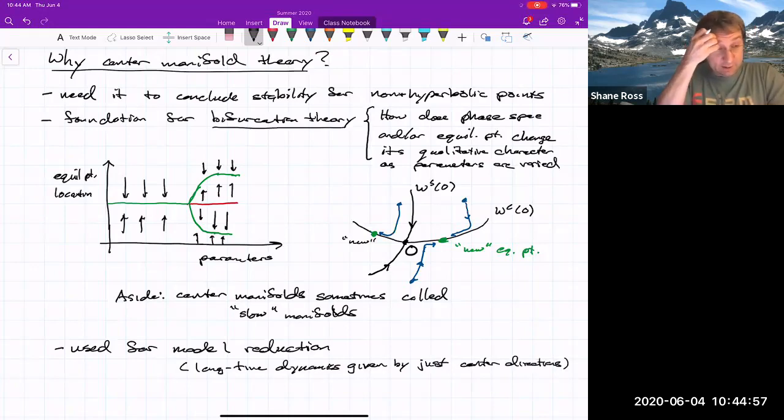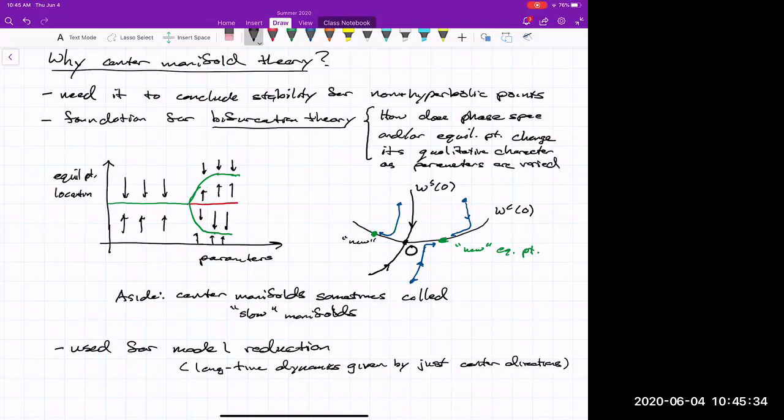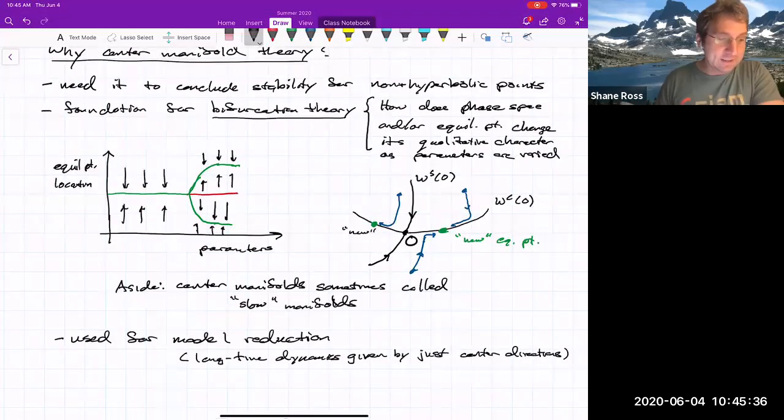I will speculate here that if you were to look at a fluid system described by a PDE, which is infinite dimensional, you might find that there's some equilibrium state, maybe the quiescent state. If it just has stable and center directions, the stable modes will quickly go away. And then maybe you have a large dimensional center manifold that determines the long time dynamics for your fluid. Maybe it's 50 dimensional, I don't know. There are some people pursuing that. I don't really know much about it.